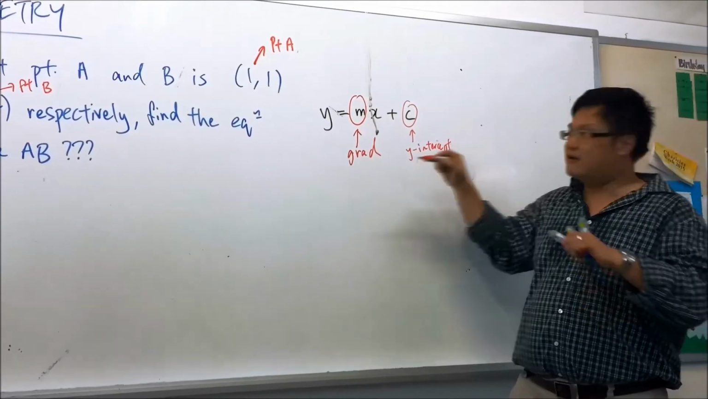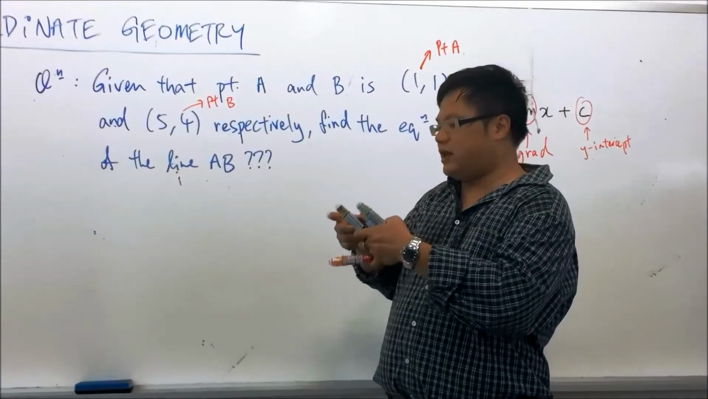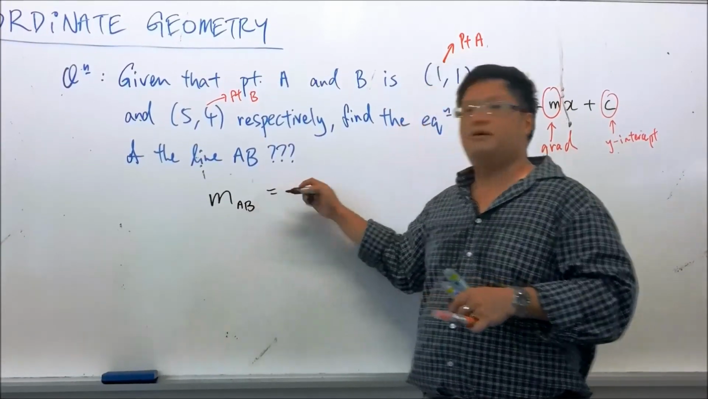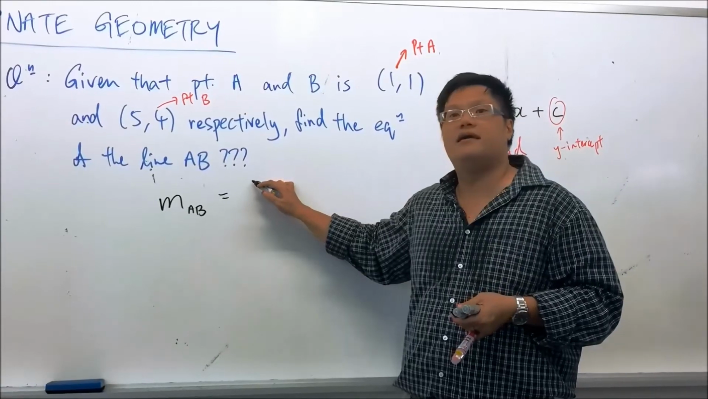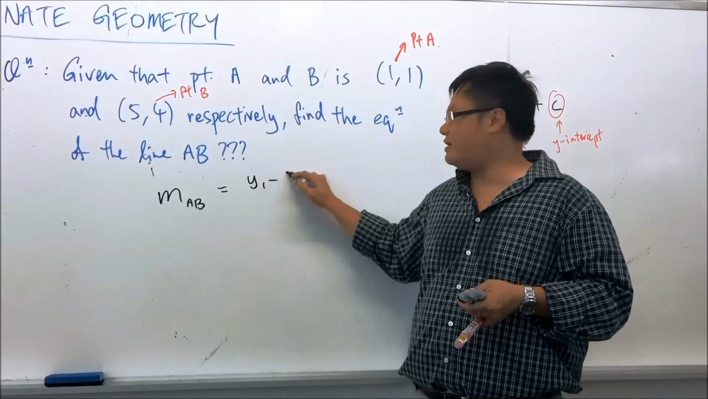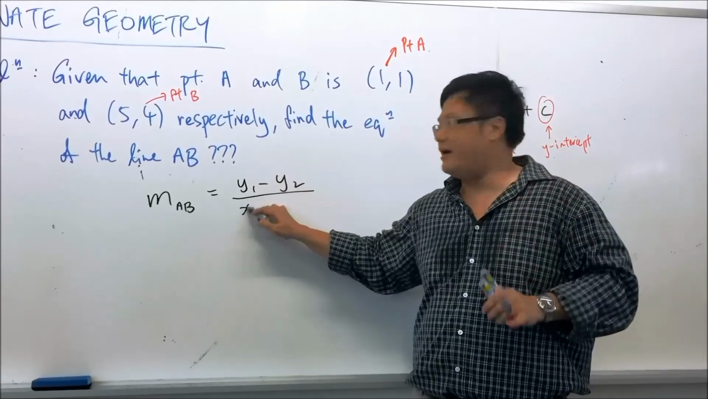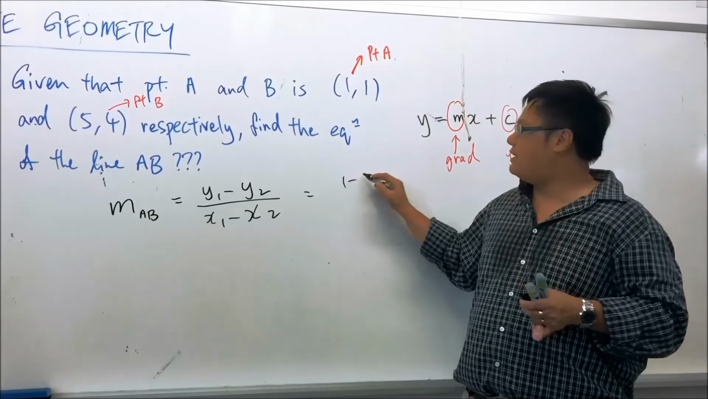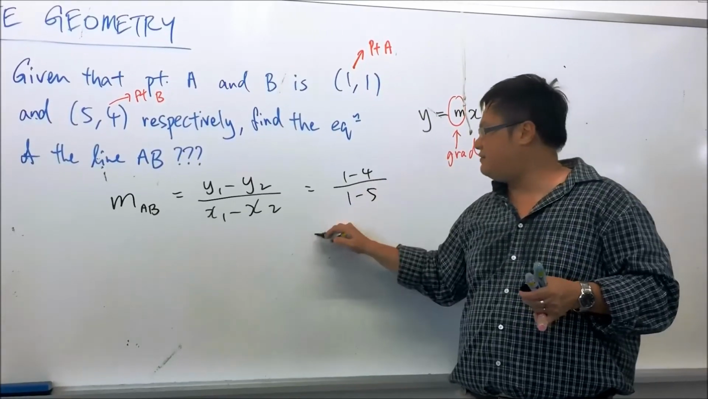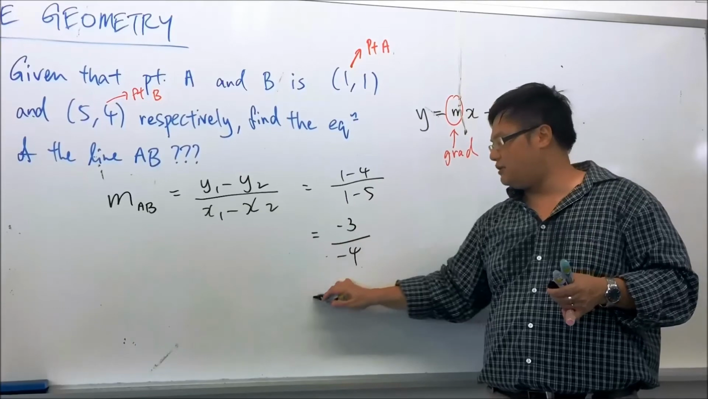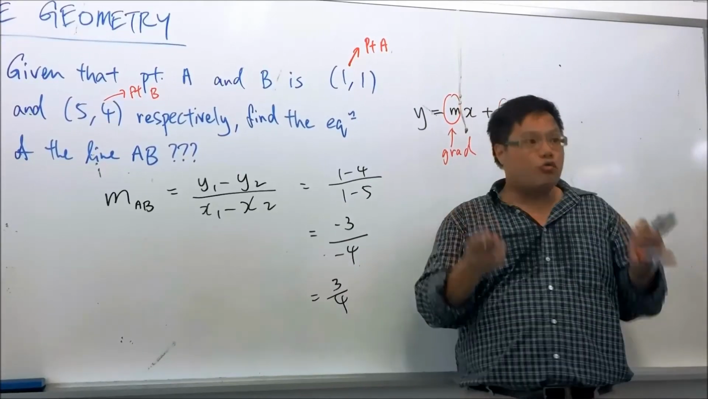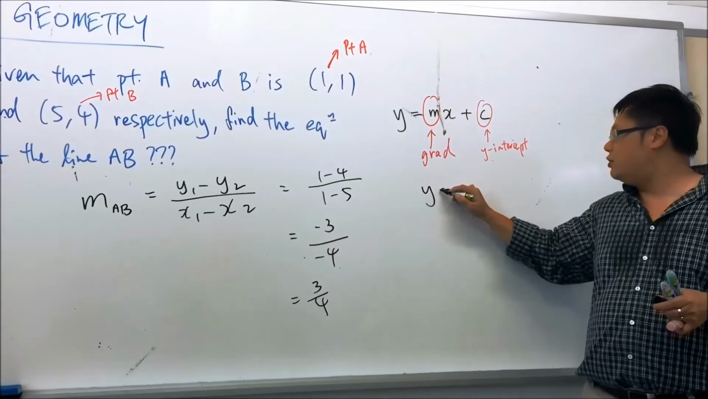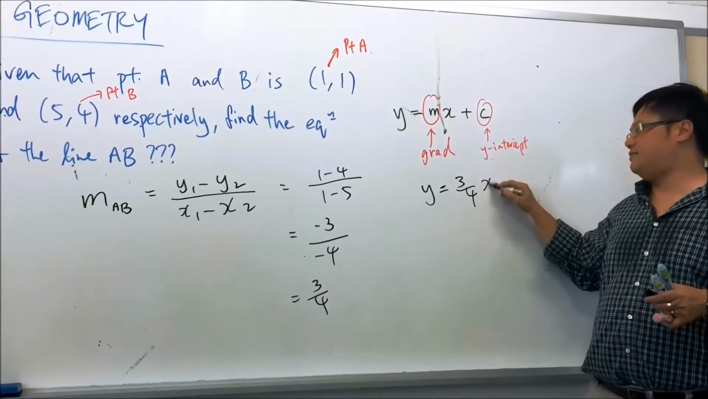So to find the value of the gradient, everybody, can you tell me what did you do? How do you find the gradient of AB? The gradient of AB equals to the formula. What's the formula, everybody? y1 minus y2, loud and clear, over x1 minus x2. So in this case, we have 1 minus 4 over 1 minus 5. So this is negative 3 over negative 4. This is equal to 3 over 4. So the gradient of AB is 3/4, right? So this will be y equals to 3/4 x plus c.